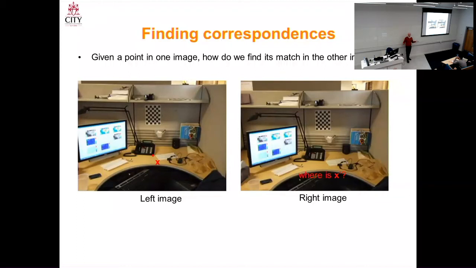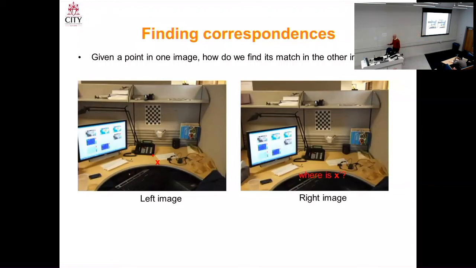Any ideas? Object detection, like we saw before. Object detection. Okay, that's a good idea. So you can build an object detector. For example, you could train a neural network or something to find these kind of corners, and then look for matching corners in the other image. That's a good idea. Any other suggestions?